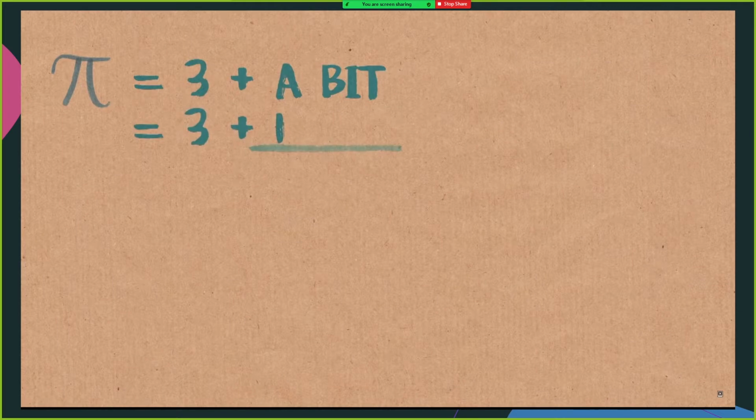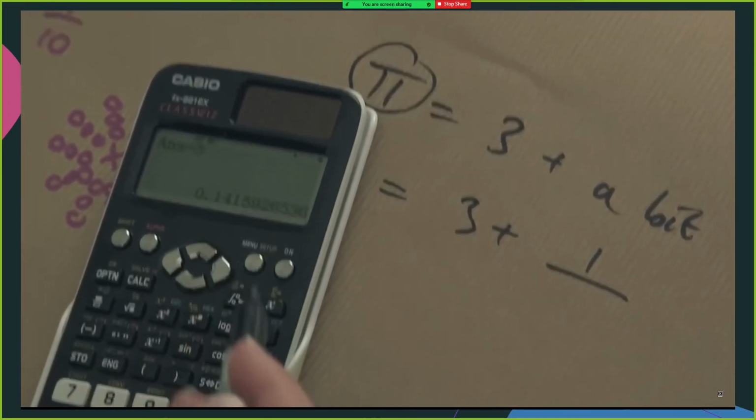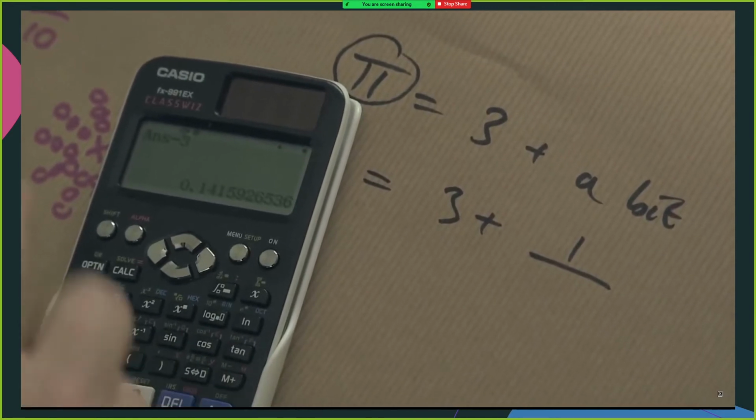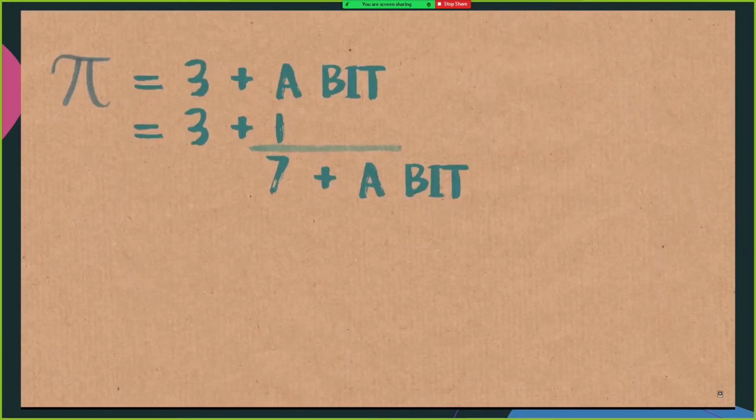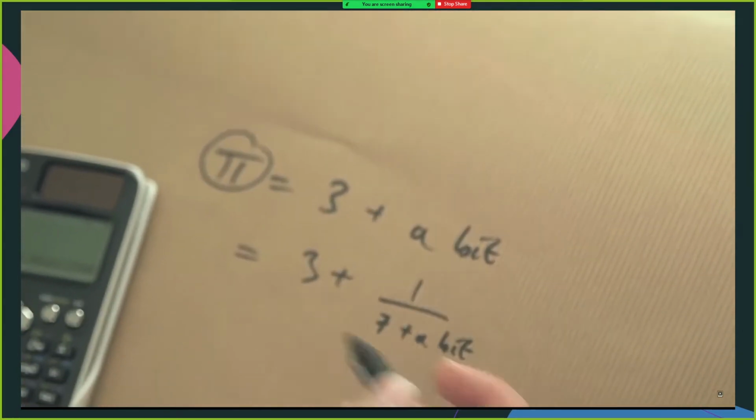And I could find out what that something is on a calculator. I could take away the 3 and I get the something. And then I could do 1 over that, or x to the minus 1, to find out what it is. And it actually is 7 point something. So I'm going to write this 1 over 7 plus a bit. The words "a bit" are not sort of mathematically recognized terminology, but you get the idea. So I could carry on.